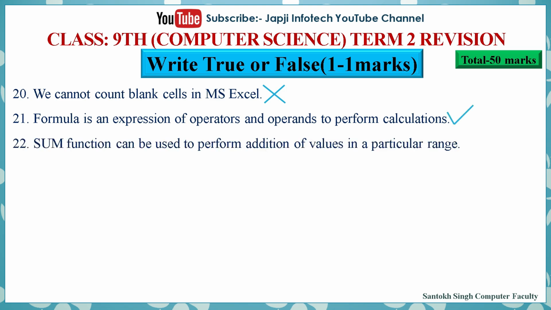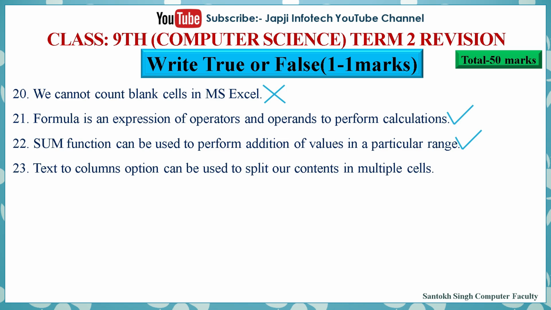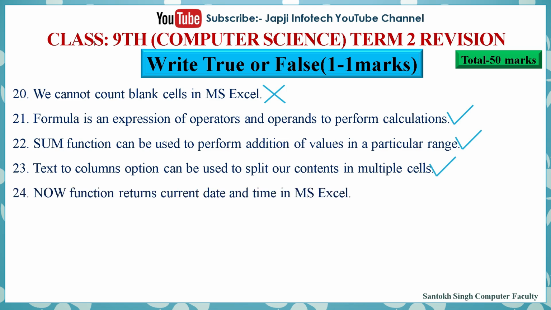Right. 22nd one is some function can be used to perform addition of values in a particular range. Right. The 23rd one is text to column option can be used to split over content in multiple cell. Right. 24th one is now function returns current date and time in MS Excel. Right. 25th one is workbook cannot be protected in MS Excel.